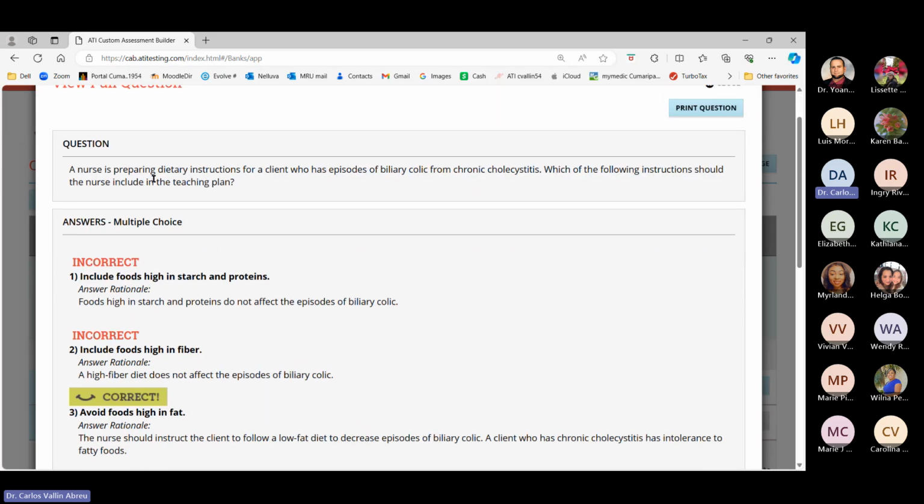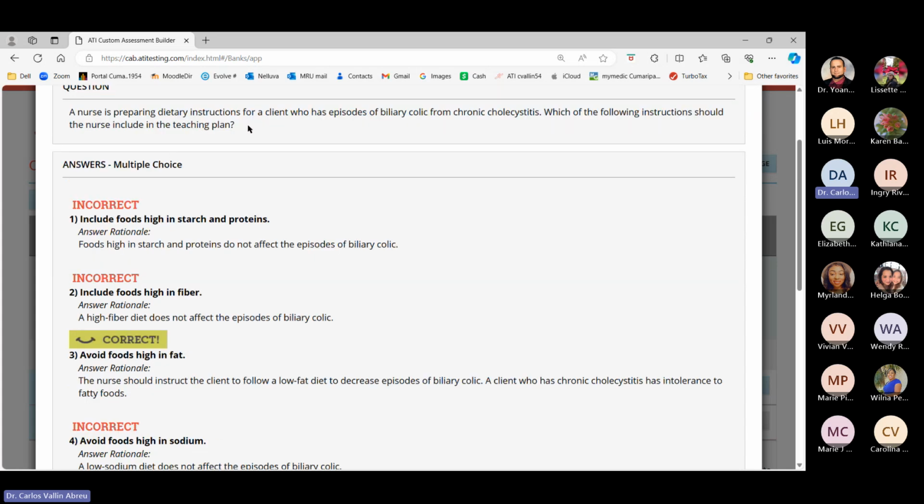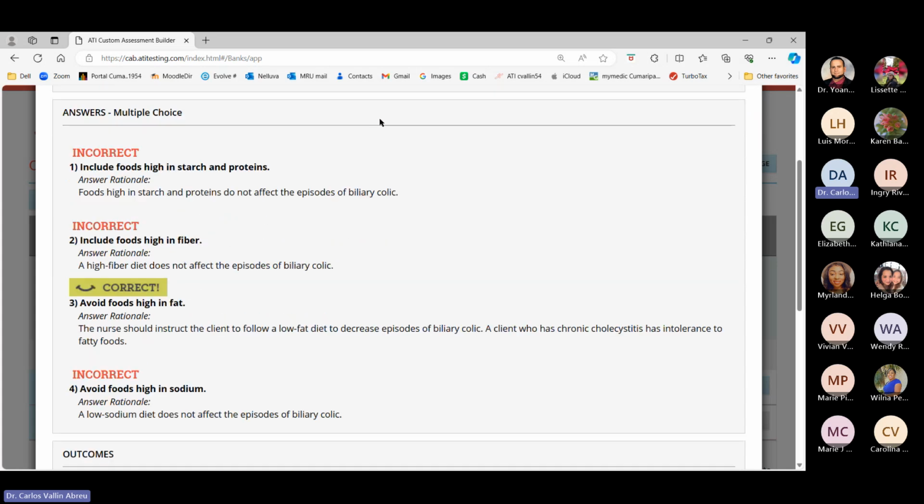A nurse is preparing dietary instruction for a client who has an episode of biliary colic. It is gallstones that produce biliary colic, pain in the right upper quadrant radiating to the right shoulder. For chronic cholecystitis, which of the following instructions should the nurse include in the teaching plan? This is about diet.